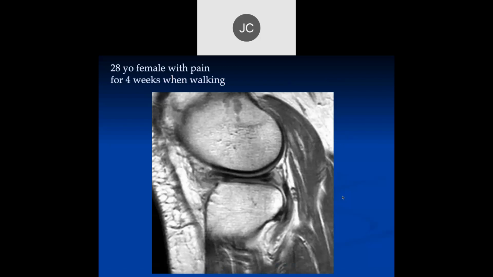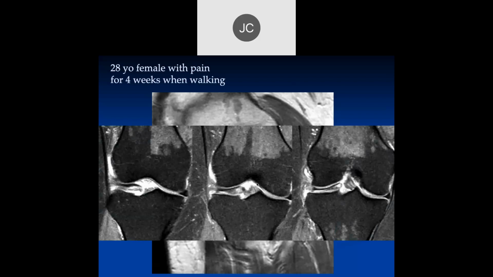Okay, here you go. All right. 28-year-old female with pain for 4 weeks when walking. We have a sagittal PD of the lateral compartment. I guess there shouldn't be tissue there, right? At this weight bearing, or no? Okay, so we do see something here. We have some intermediate oblique signal reaching the inferior surface. And here's what the coronal images look like. Looks like a root tear.